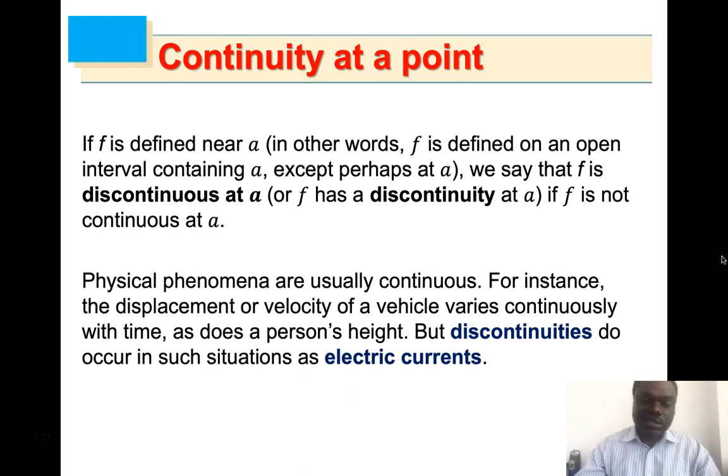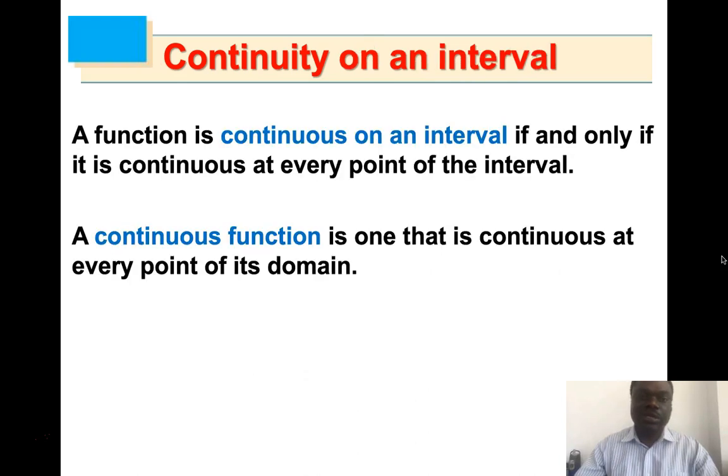Physical processes, many physical phenomena will usually be continuous. For example, the displacement or the velocity of a car varies continuously with time, and a person's height varies continuously with, say, age or time. But discontinuities do occur sometimes in daily life. In electric currents, if you will study electricity in physics, you will see that discontinuities also do occur.